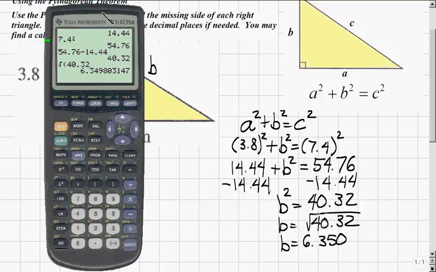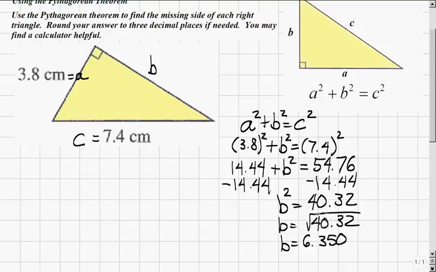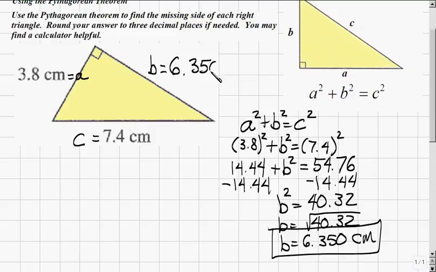So, more importantly, that b equals 6.350 is the answer to our problem, but we should also recall that this is 6.350 centimeters as a length, which means up here, not only is our answer written here, but our side b would need to be 6.350 centimeters as our final answer.